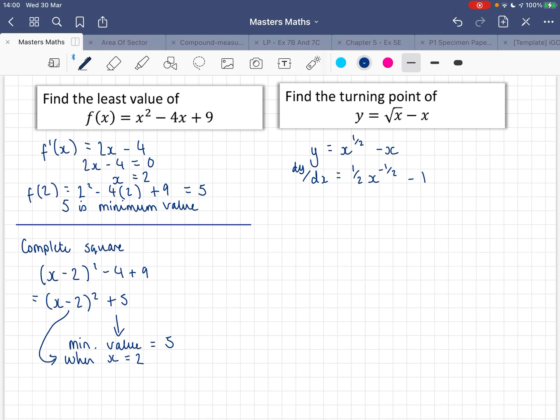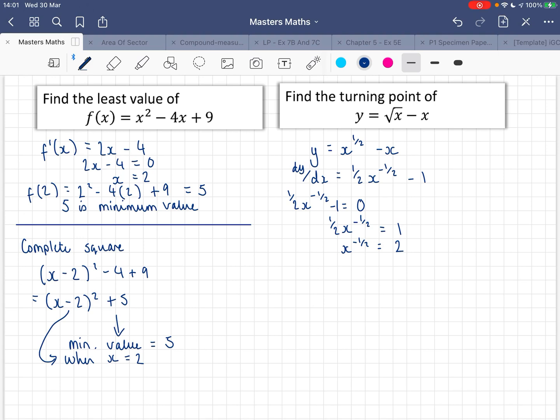I'm trying to find the turning point, so I'm putting this equal to 0. So half x to the power of negative a half minus 1 equals 0. So a half x to the power of negative a half equals 1, by adding that one across. I'm going to multiply by 2 to get rid of the half. So x to the power of negative a half equals 2.